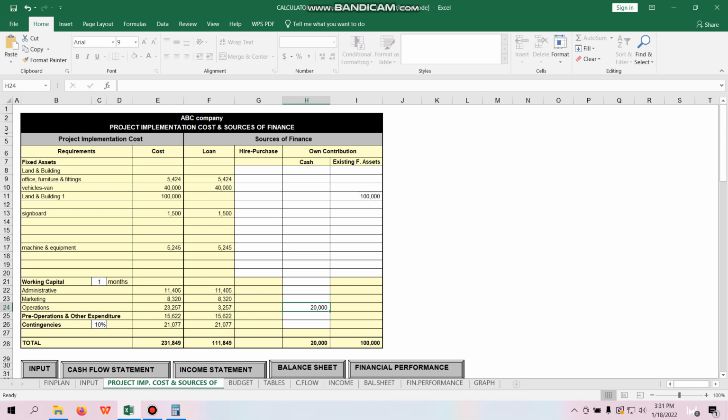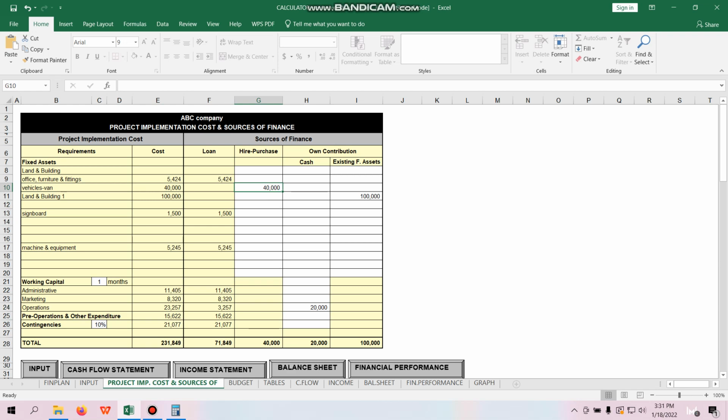Okay, so let's say we have a vehicle here, 40,000, right? You finance it by loan. Actually that should not fall under the loan. Instead, I told you that that one should be under hire purchase. So you put 40K here. See, it disappears here, it appears here. So now you see that it's more balanced.